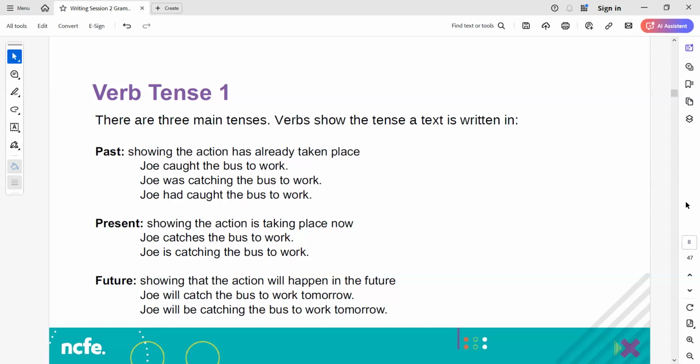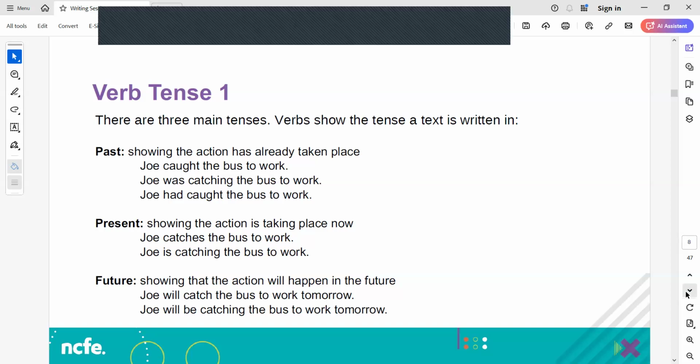And the future shows what will happen in the future. Joe will catch the bus to work tomorrow. Joe will be catching the bus to work tomorrow. Okay, any questions about those examples or about tenses?